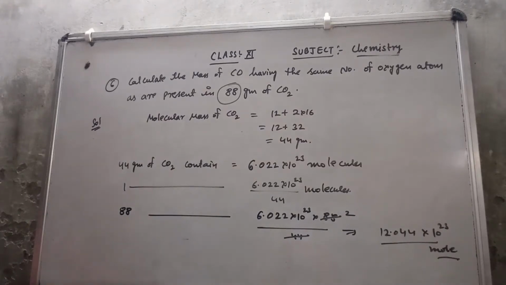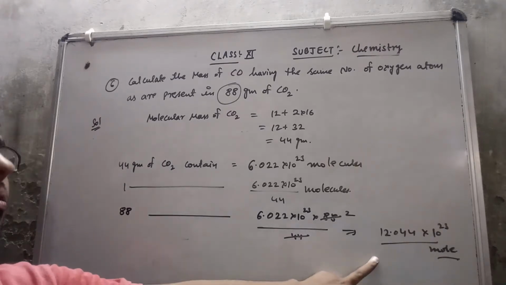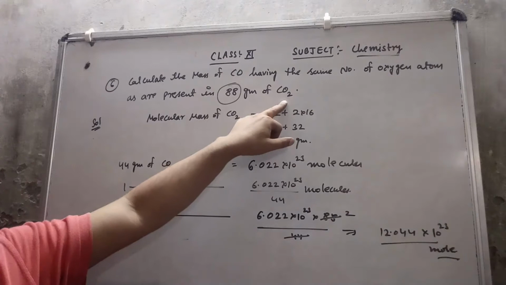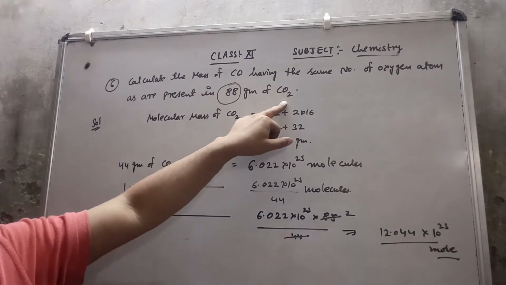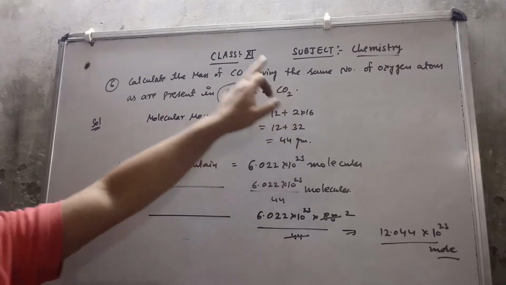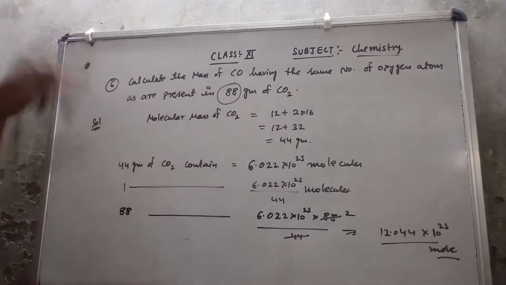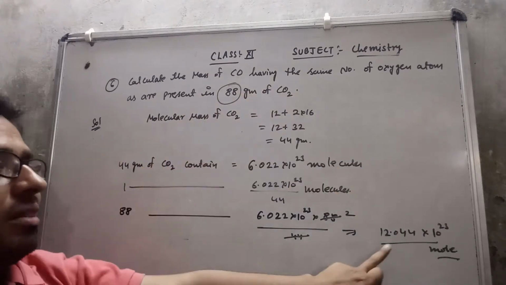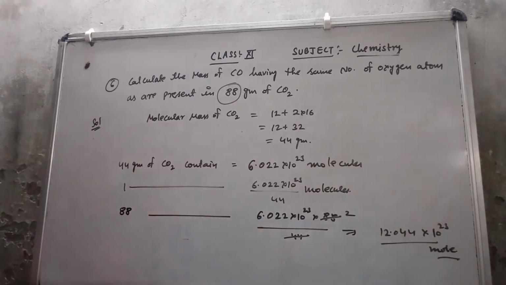Now I want to find out the number of oxygen atoms in that much of molecules. In one molecule of carbon dioxide, you can check how many oxygen atoms are there. 2 oxygen atoms are available in one molecule of carbon dioxide. In that much of molecules, how much? You will multiply by this.